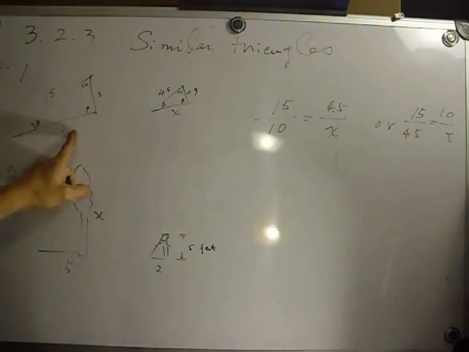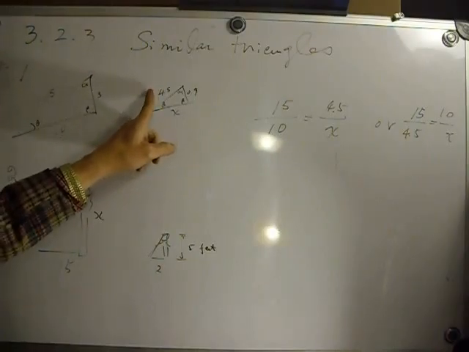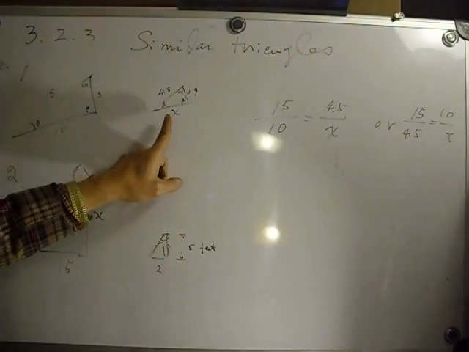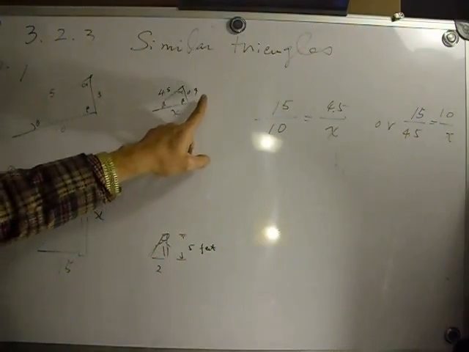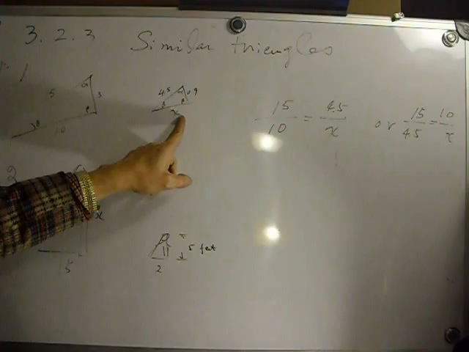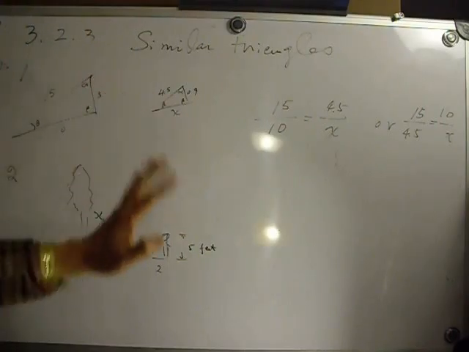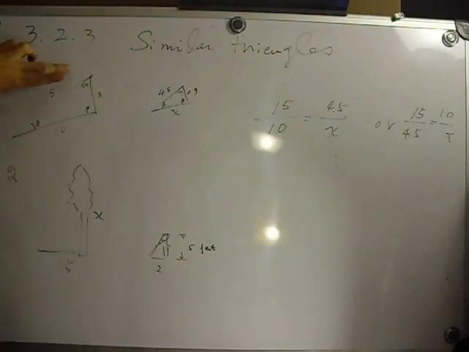15 here, 10 here, 3 here. And this smaller one, 4.5, a little smaller here. 0.9 here, we don't know here. The goal is to solve this x. How do we solve it? You just use the proportion to handle that.